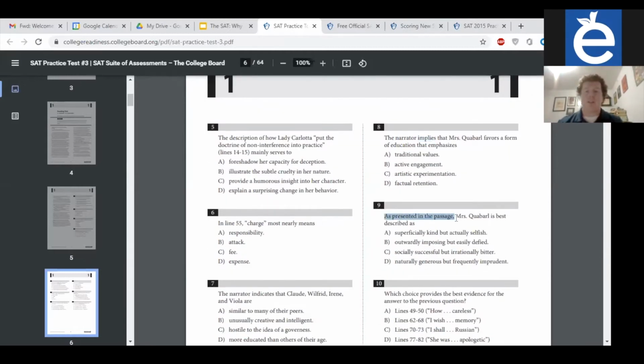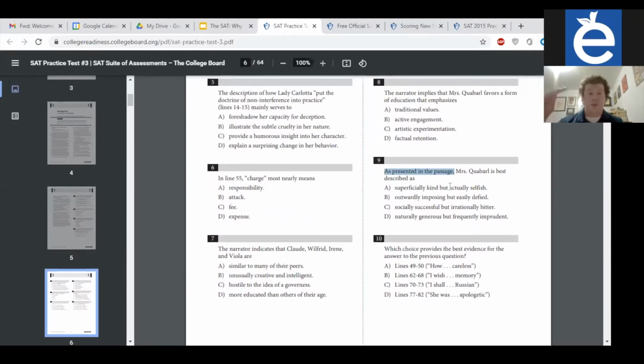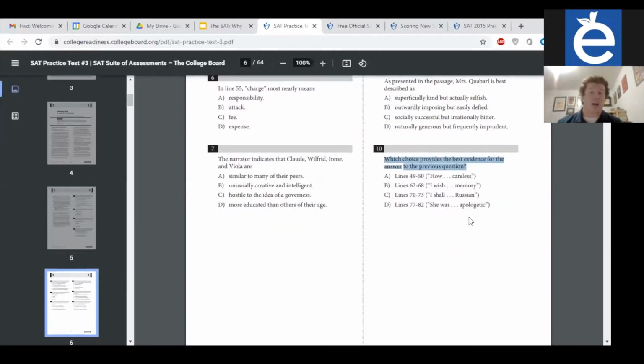Number 9, as presented in the passage, Mrs. Quadraro is best described as. Okay, so this one's a little bit more straightforward, because we're just looking for a description here. However, it doesn't give us a specific point at which we have to look for a description. It's just saying, as presented in the passage. That's going to require us to have a more comprehensive view of how this character is described in this passage. This one might be one to prioritize the detailed questions over as well. However, we can see that this does have a paired response.